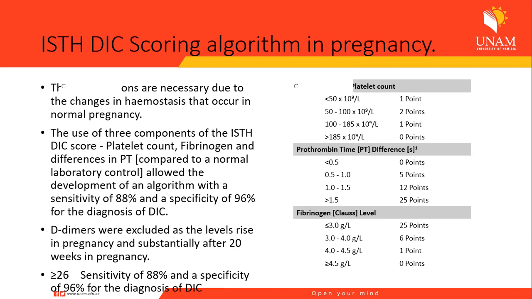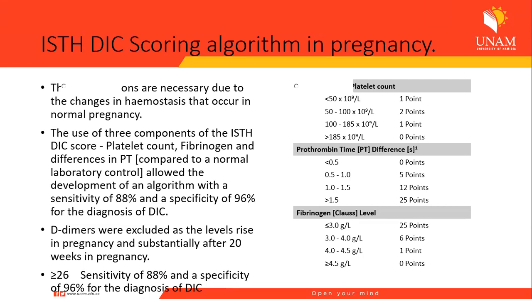But you can see here that prothrombin time is checked in correlation with the standard. So if the prothrombin time difference is less than 0.5, it is called 0. But if the difference is between 0.5 to 1, the patient has 5 points. If the difference between the patient's prothrombin time and the normal value, all right, is 1 to 1.5, 12 points. But if the prothrombin time is more than 1.5 compared to normal, you give the patient 25 points.